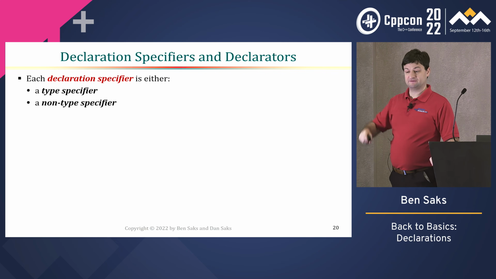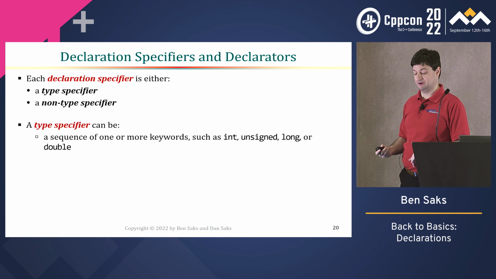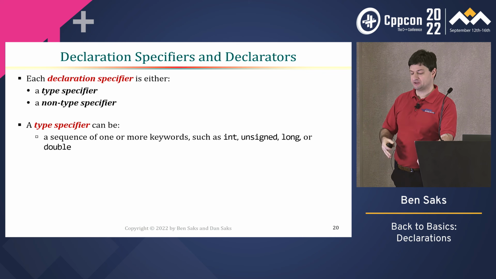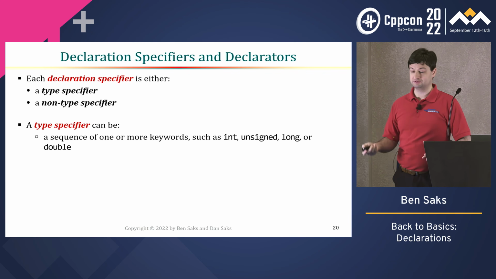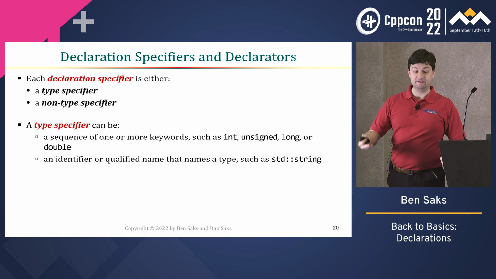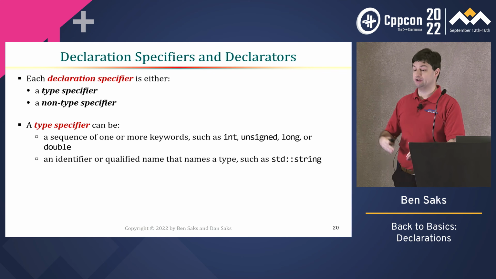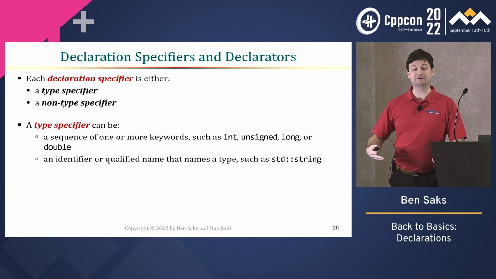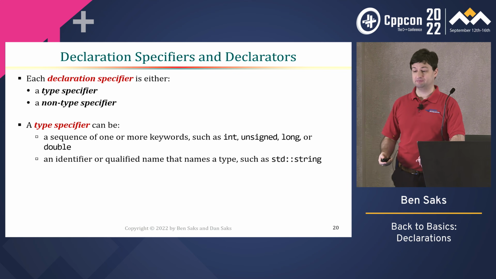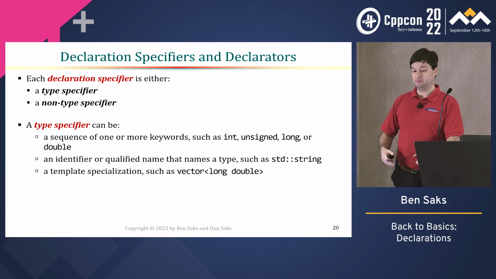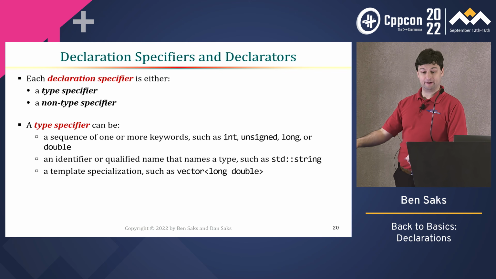So a declaration specifier, we can further break those down into type specifiers and non-type specifiers. So type specifiers, they can be keywords like int or unsigned, long, double, etc. Or they can be the names of user-defined types like string. Again, string we usually think of as coming from a library, but from the perspective of the language, it's still considered a user-defined type because it's not built in. And template specializations, like a vector of long doubles. That's a type specifier.